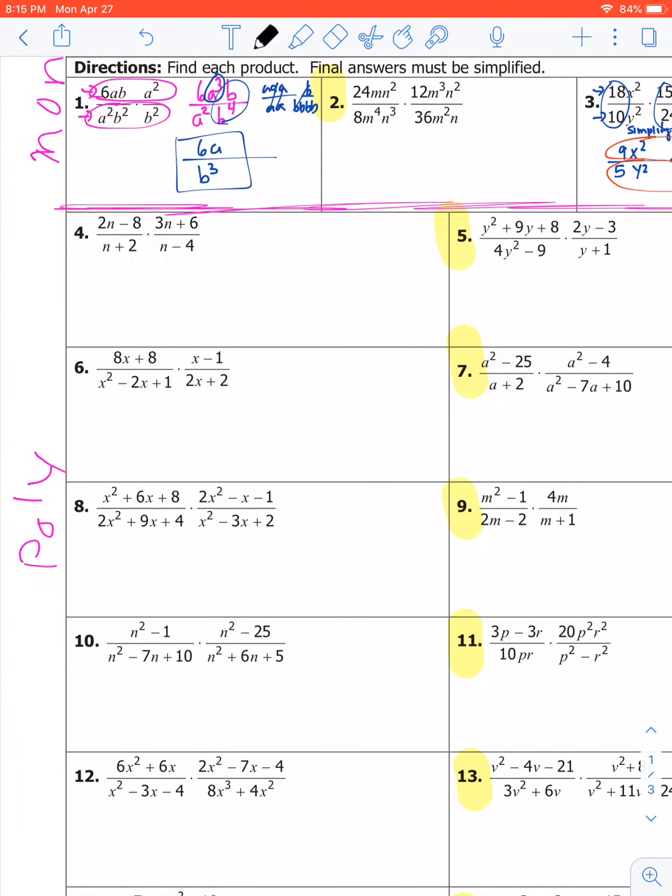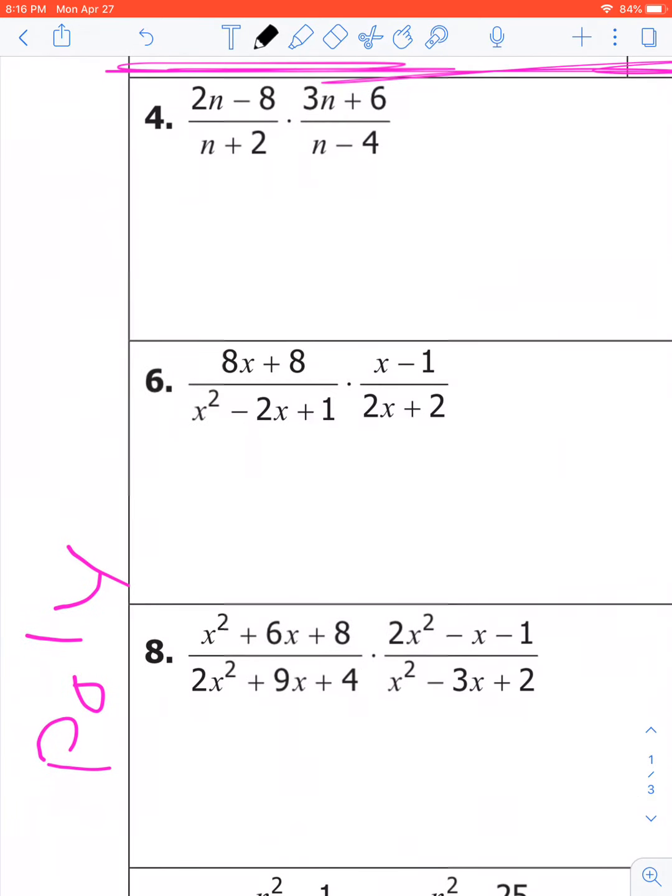You should be able to do problem 2. Now when we go to problem 4, we are in the polynomial part of this. So what are your directions? We need to factor and cancel, just like we did in previous homework. But the difference is when I factor and I cancel, I just have 2 numerators and 2 denominators.